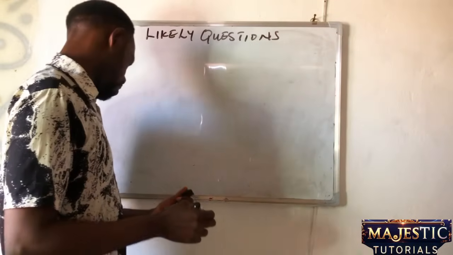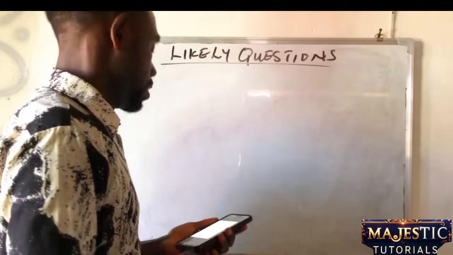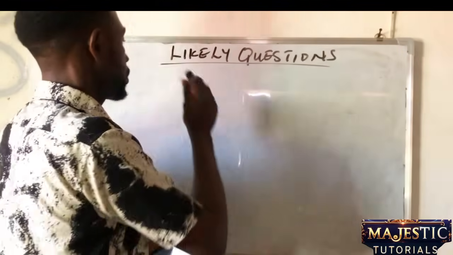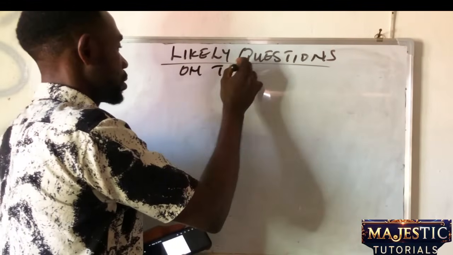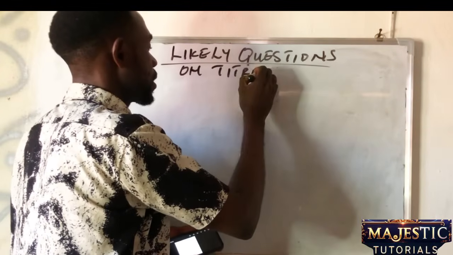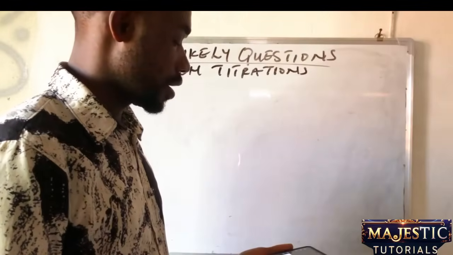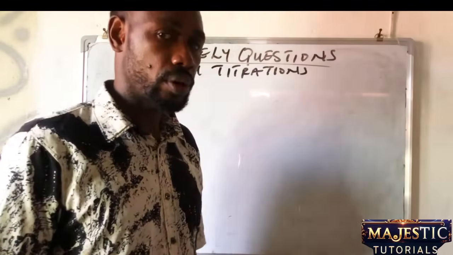Likely questions, and then their solutions. So the likely questions on titrations. So this will cover everything. Like in titration, what are the calculations we are expecting?